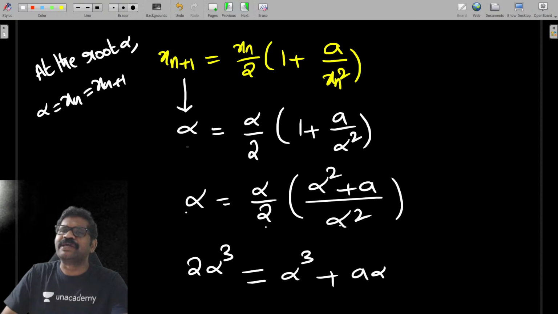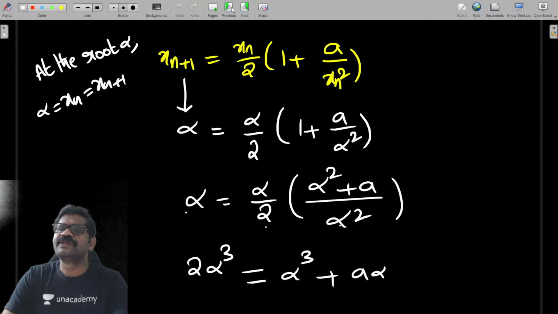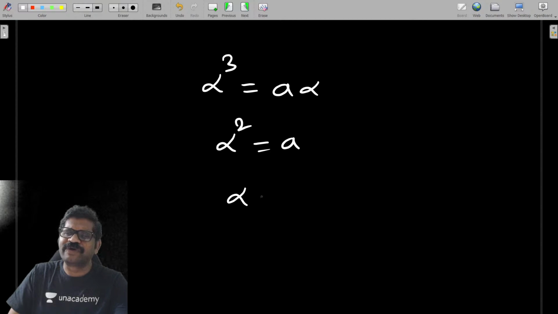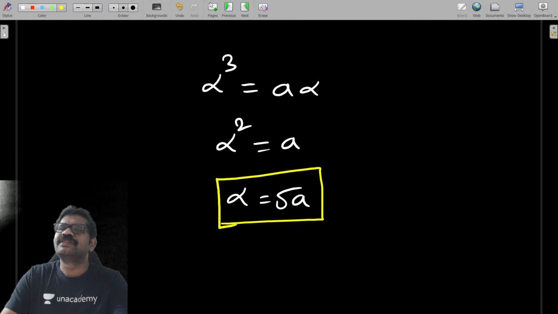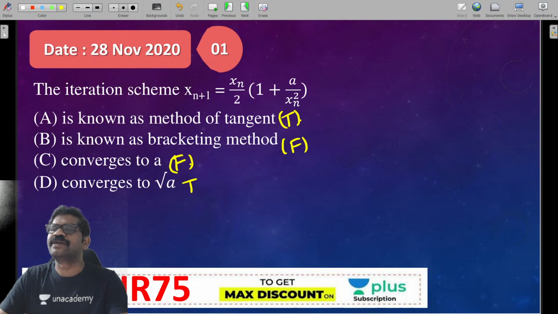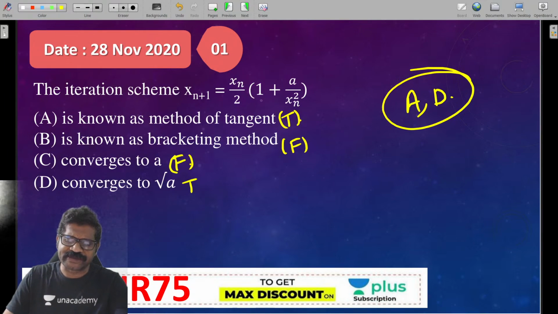From this we can write 2 alpha cube minus alpha cube equal to a alpha, so alpha cube equal to a alpha. Now, alpha square equal to a. Therefore, alpha equal to root a. Therefore, the iteration scheme converges to root a, which is the correct option. This is true, this is false. So correct answers are A and D. Option A and option D are found correct.